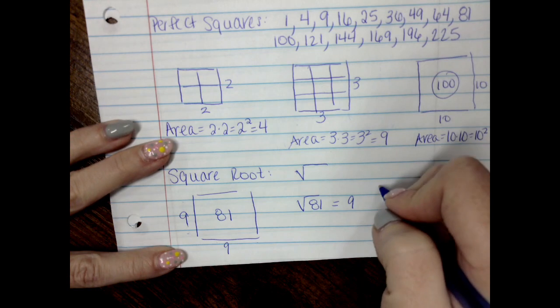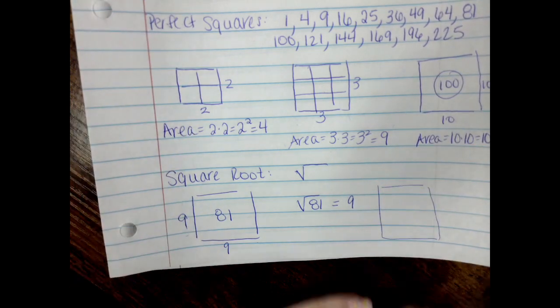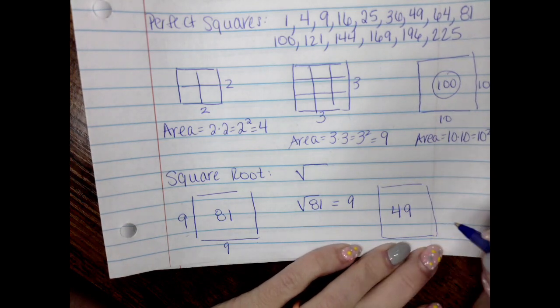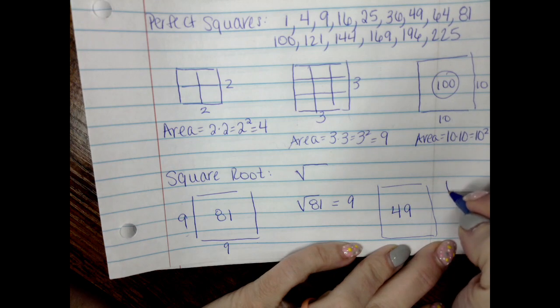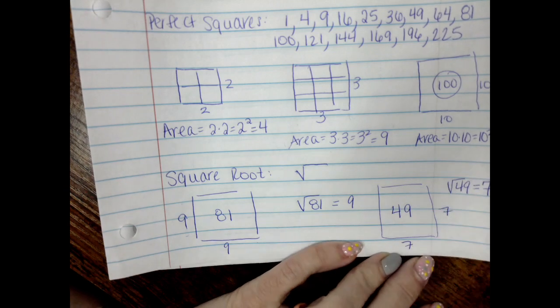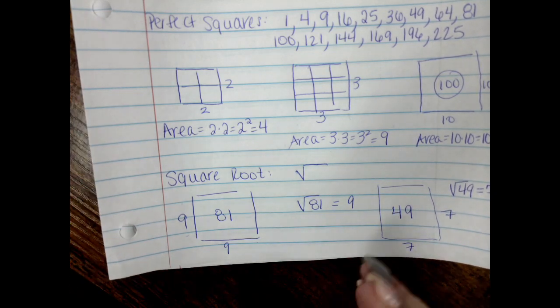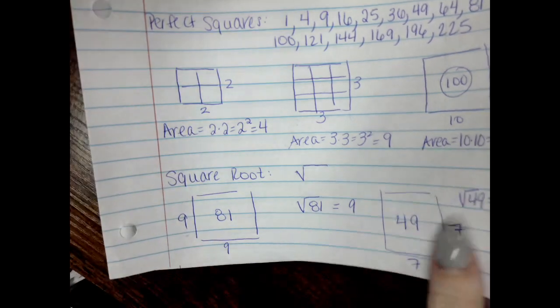Okay, what about if I have a square? That's not a good looking square, but I have a square that the area is 49. What are the side lengths? So in other words, I'm asking the square root of 49 equals 7, because 7 times 7 is 49. We're not actually dividing by 4 or dividing by 2. You're trying to figure out what number times itself gives you that area.